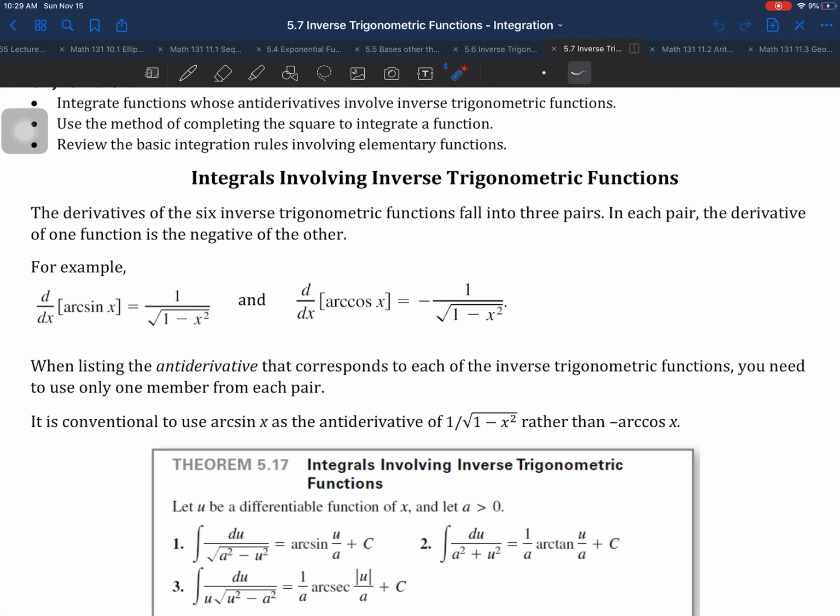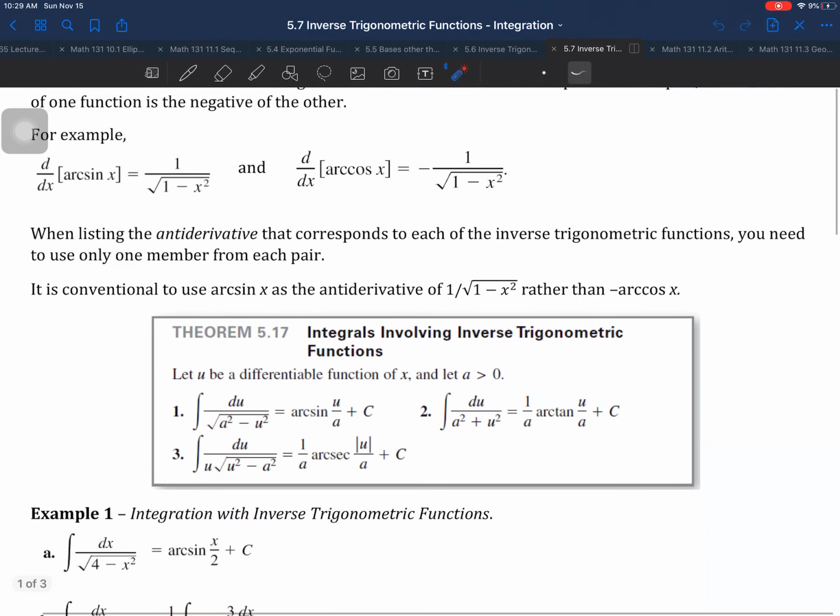The derivatives of the 6 inverse trig functions fall into 3 pairs. In each pair, the derivative of one function is the negative of the other. So like we said before, we only have to know one set because we can always figure out the other one. It is basically the opposite sign. So when listing the antiderivative that corresponds to each of the inverse trig functions, you need to use only one member from each pair.